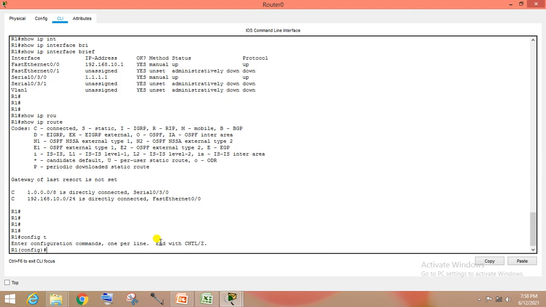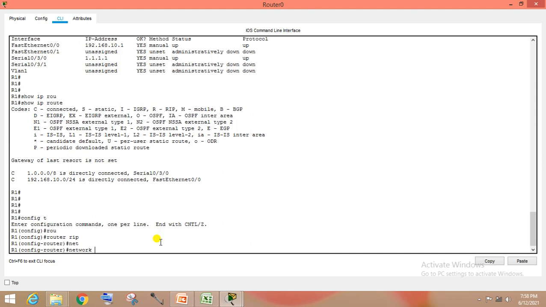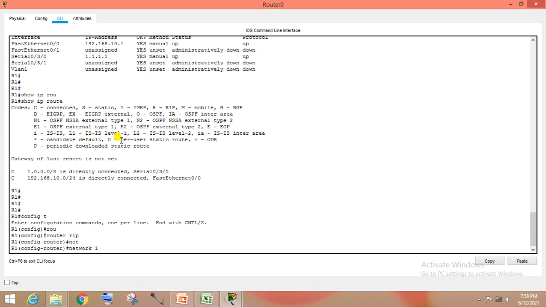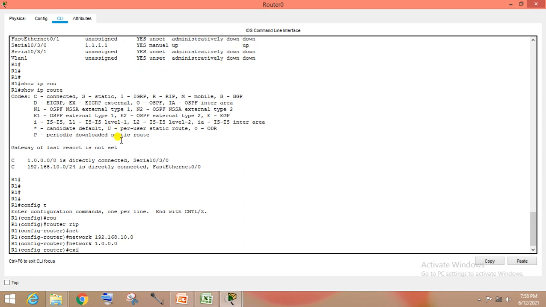Config t, router rip, then go to the network command. What are the networks here? 10.0 and 1.0. So 10.0, and the other one I am advertising is 1.0. That's it.